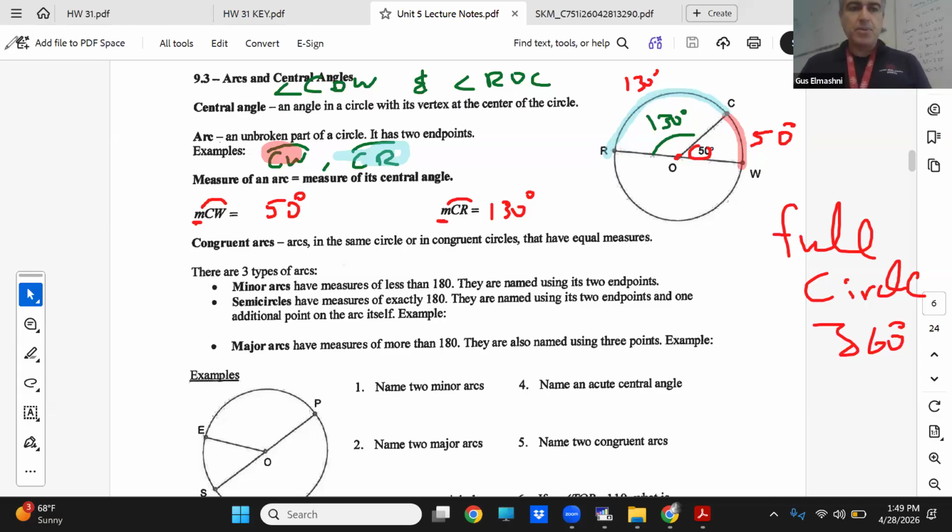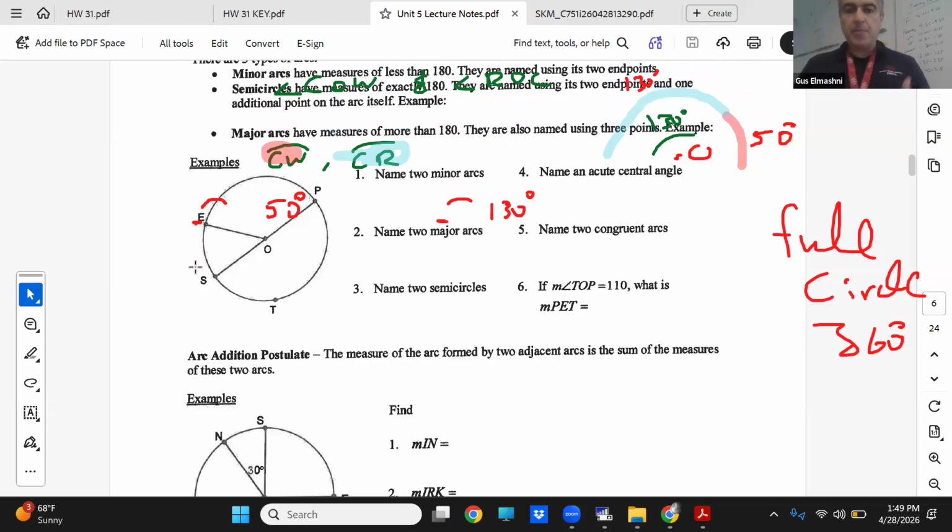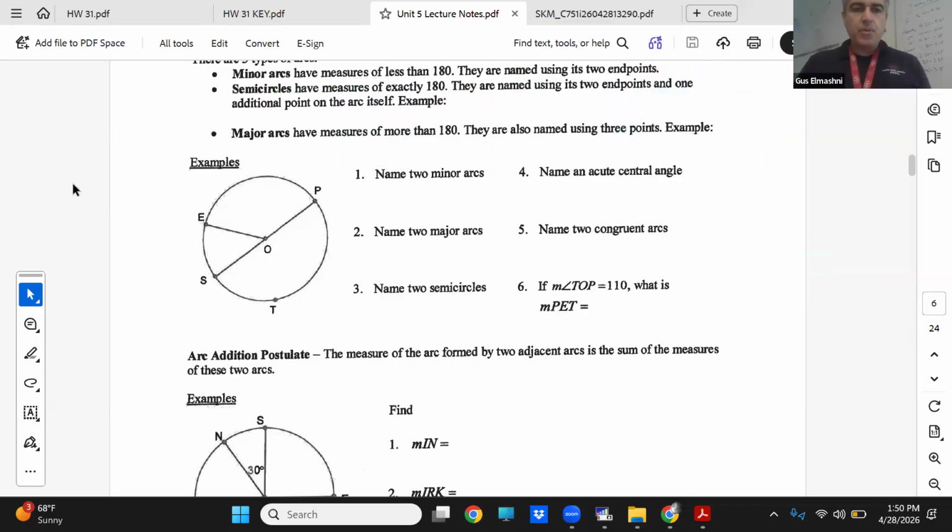So let's look at some examples right below. Name 2 minor arcs, name 2 major arcs, name 2 congruent arcs, and so on. We'll do this together. So minor. Would you say that's minor? Yeah, sure. So you just say arc and EP as well. Yep. Those are both minor because they're both less than 180. That's all.